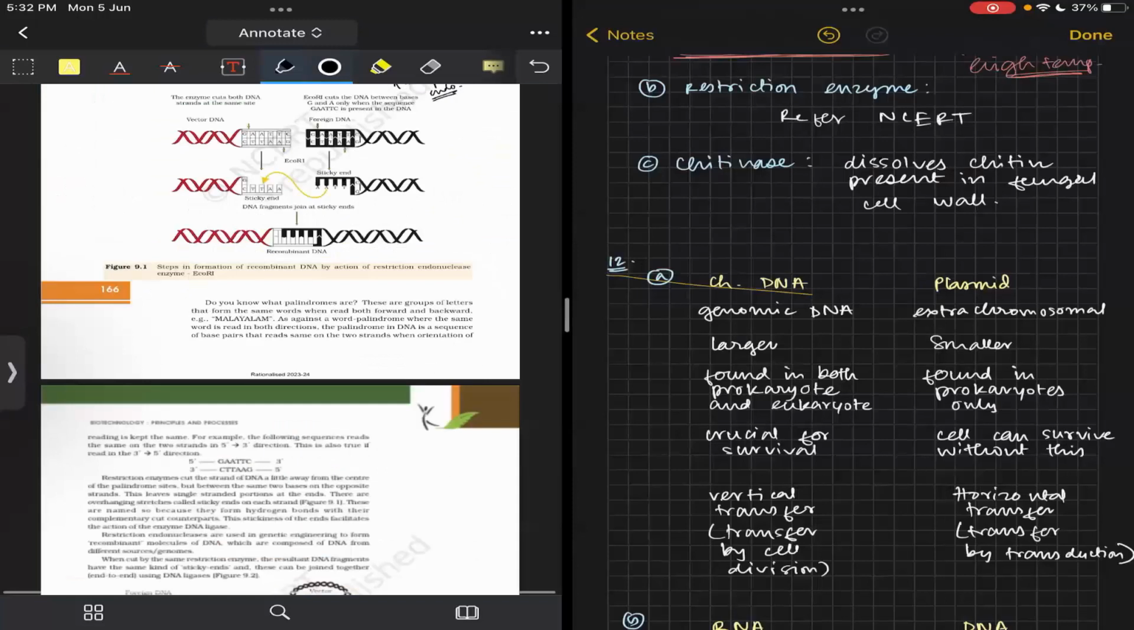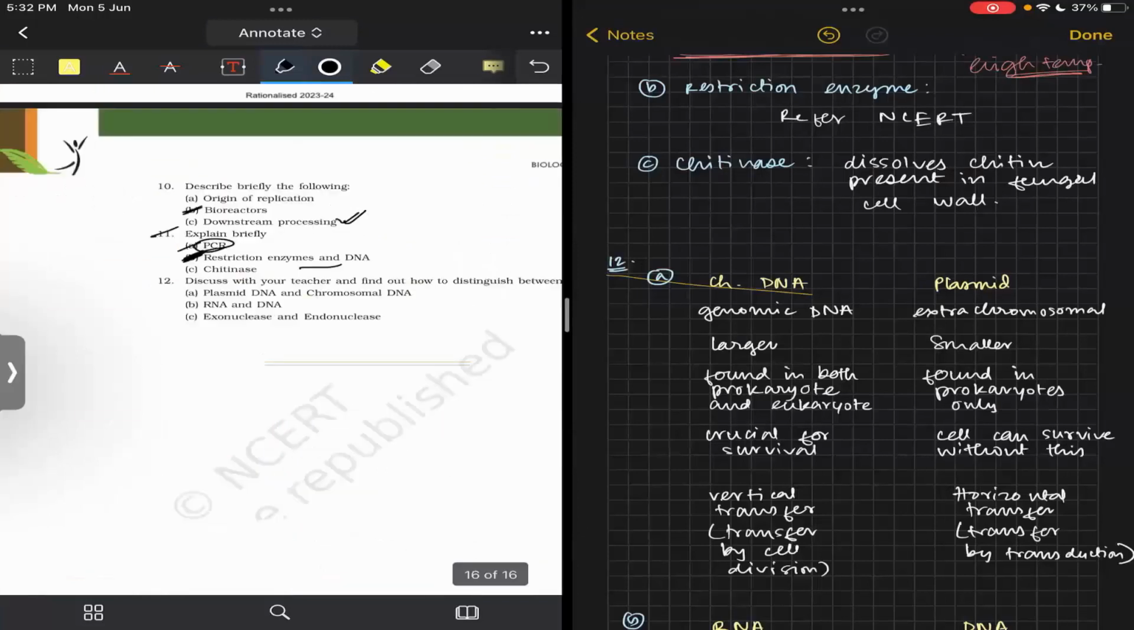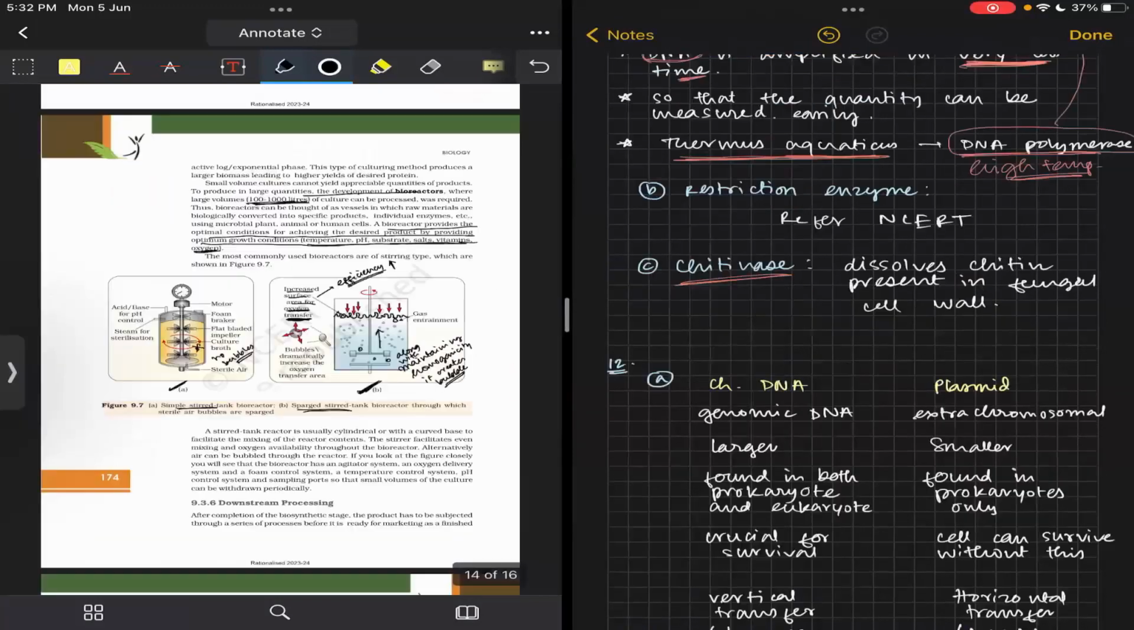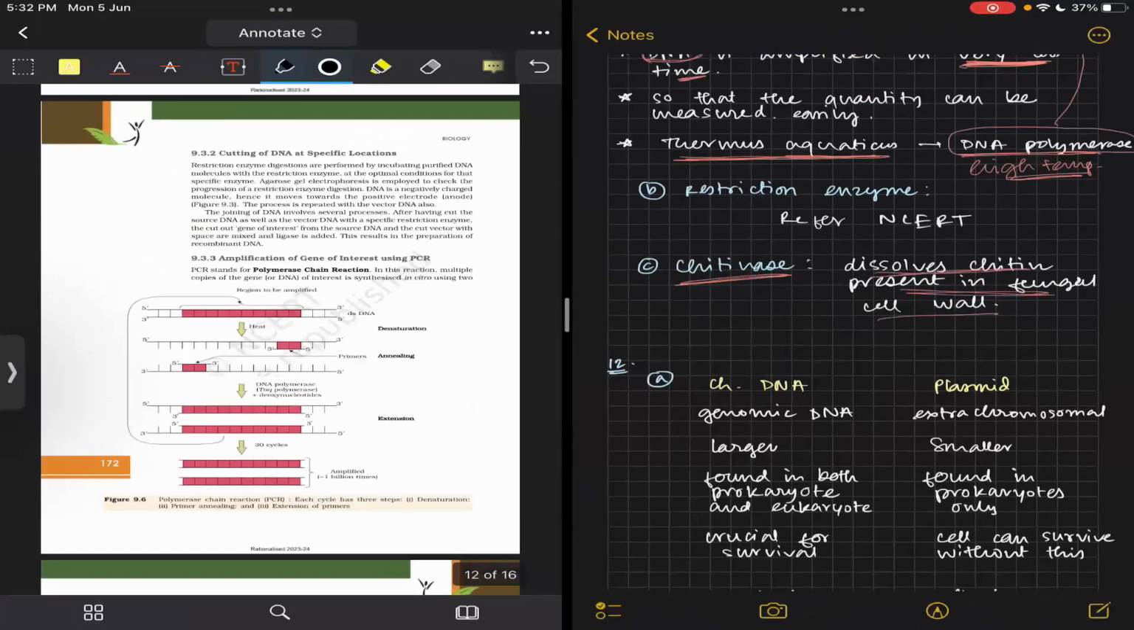And number 3 is chitinase. Chitinase is basically an enzyme. It dissolves chitin that is present in the fungal cell wall. So what is the use of it? You can see it is written here.